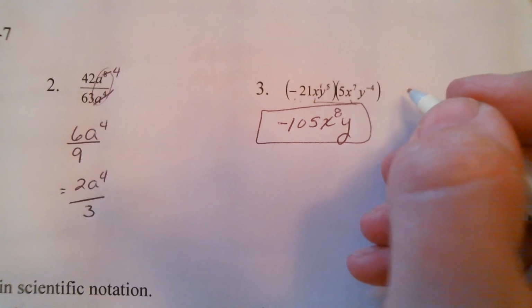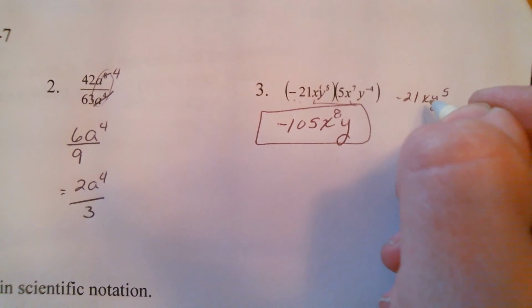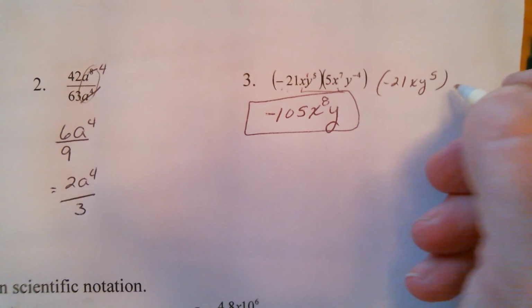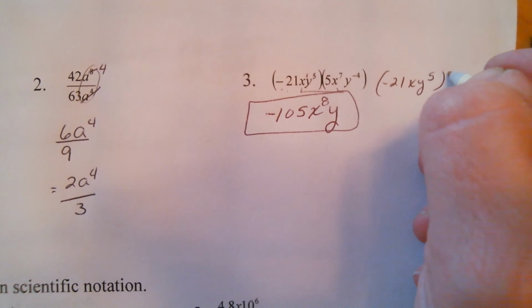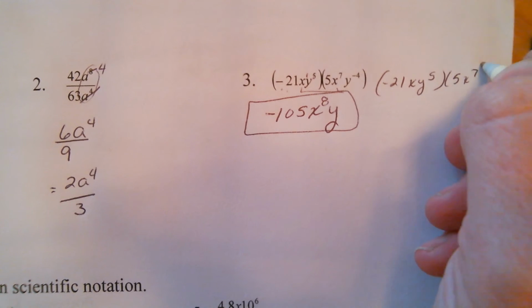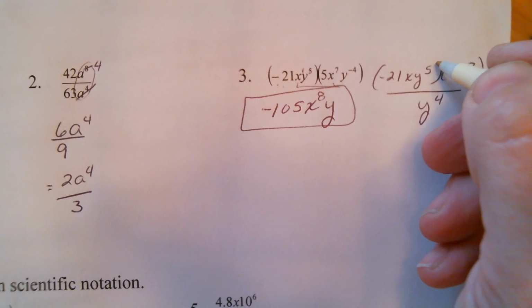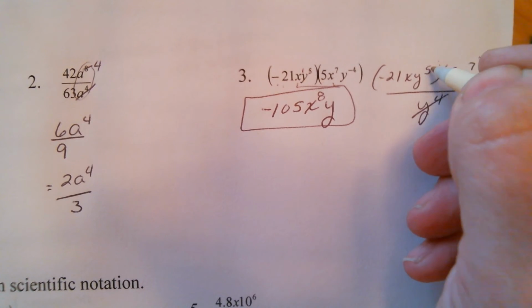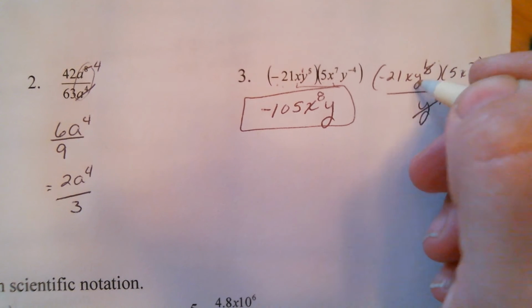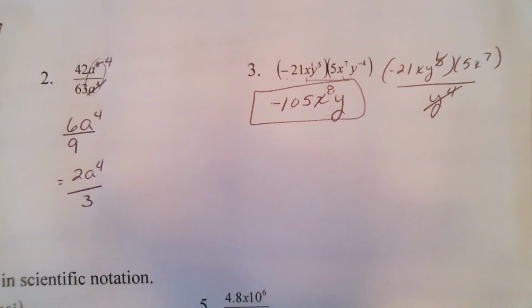Now, another way of thinking about that, the negative 21 x y to the 5th times 5 x to the 7th. You can put the y to the negative 4 all in the denominator to make it y to the positive 4. And then you can cancel that way. Take 4 out of here and 4 out of there, so you have y to the 1st left. Okay. That's another way of handling the y's.